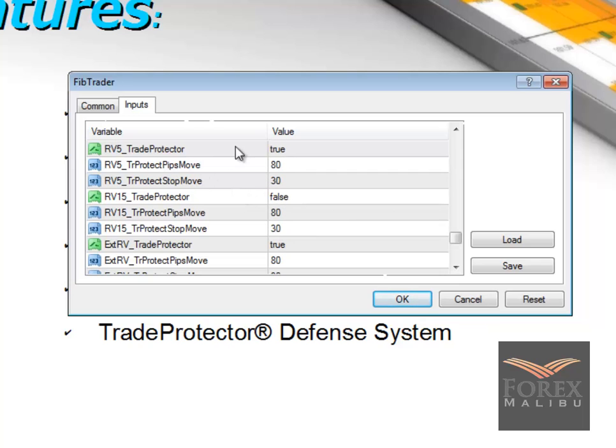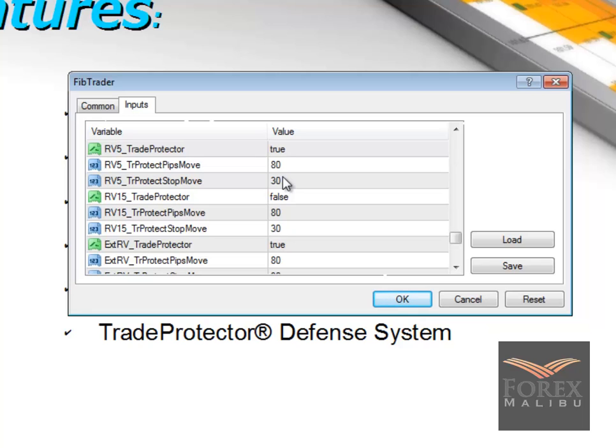Okay? True or false just means, do you want to put trade protector on the 5-minute reversal in this case? All right, this is the 15-minute reversal. So if you want to use a trade protector, you say true. What this means is when the price moves to positive 80 pips, put the stop at +3. That's all it is. It's just when you get your initial move, it moves your stop for you.